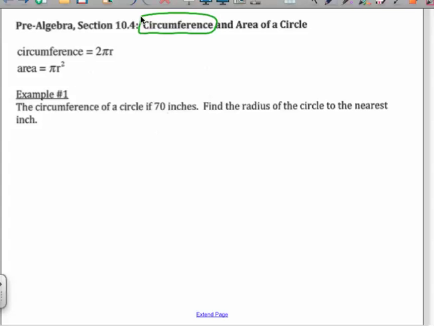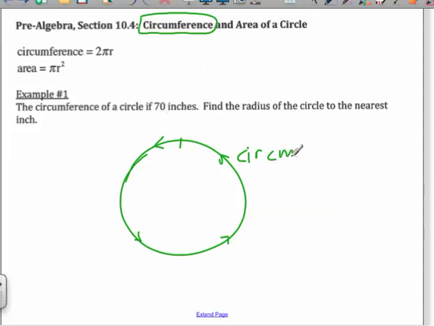But in a circle, let me see if I can draw a circle. Not too bad, right? It's okay for just freehand. We don't have straight sides, but we can still measure the distance around the circle if we said, start at this point and walk this way and go all the way around. How far is it? That is called the circumference. The distance around the world.